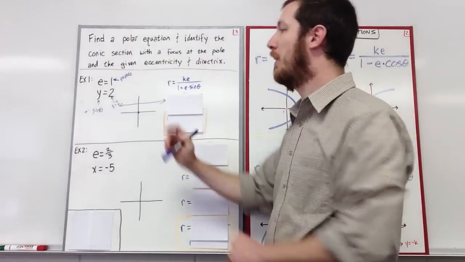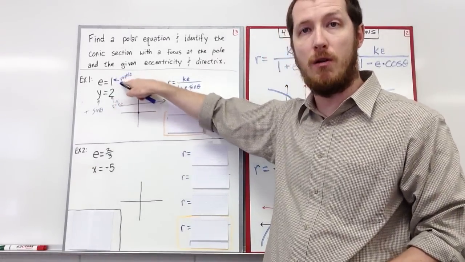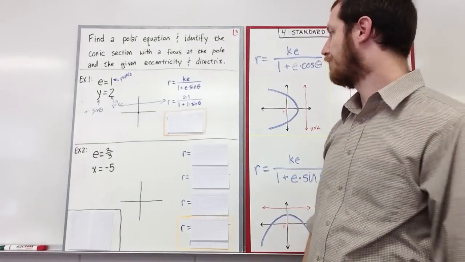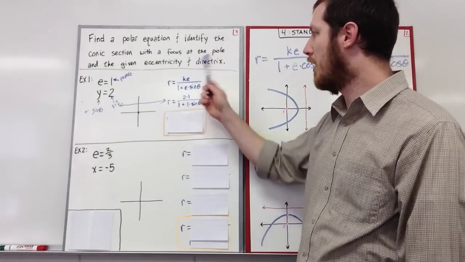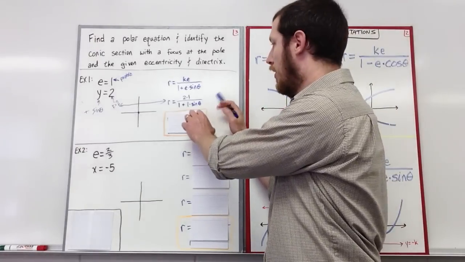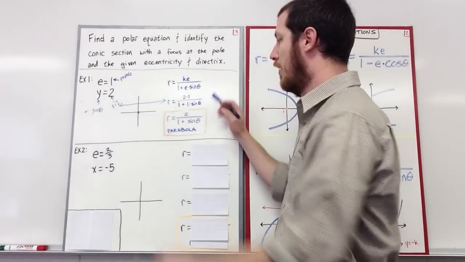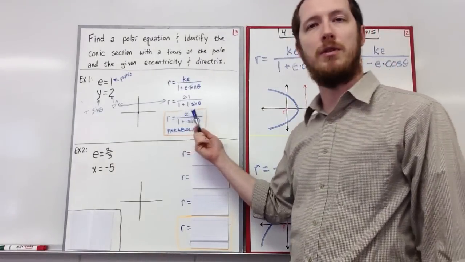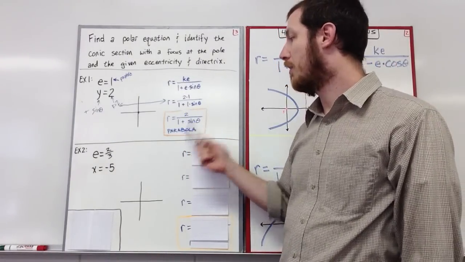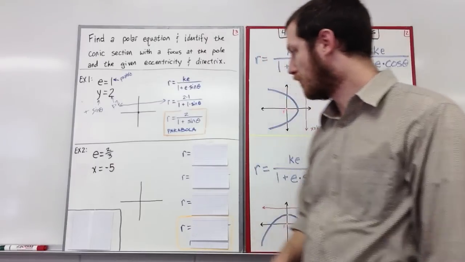All right, so then let's plug in what we know. We know our k is 2, we know our e is 1, so plug those in. So 2 in for k, 1 in for e, and then just simplify. 2 times 1 is 2. We don't need the 1 in front of the sine, so we end up with r equals 2 over 1 plus sine of theta, and we already noted it was a parabola.